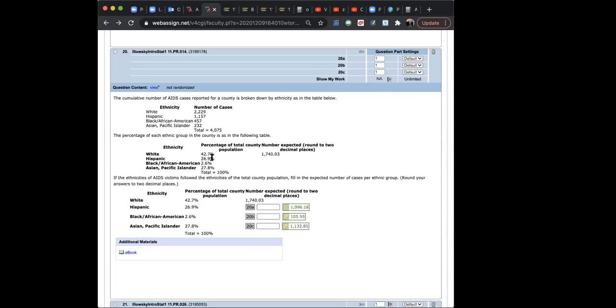Here it says that white is 42.7%, okay? And notice that 42.7% of the total in the county, 4,075, is 1,096.18. Put that into your calculators, calculate your percentages there.